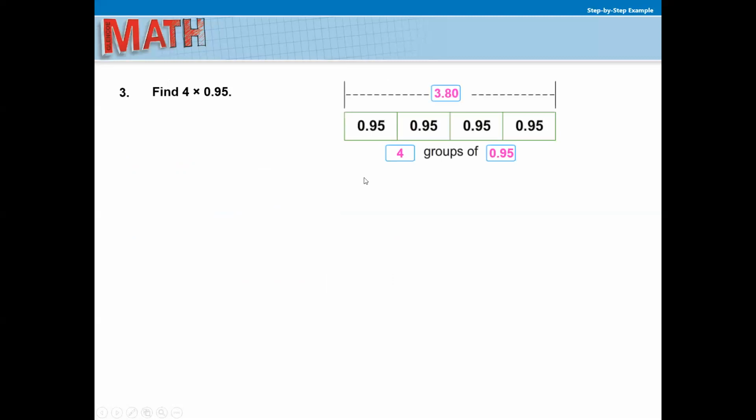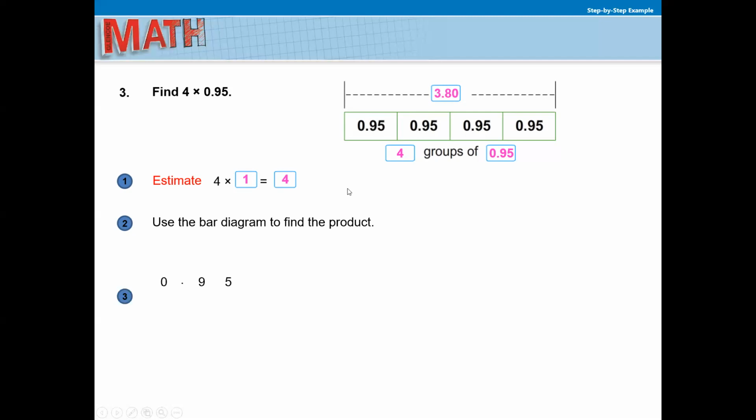Number 3, find 4 times 95 hundredths. Again, we visualize what 4 groups of 95 hundredths would look like. 4 times 1 equals 4, so the 95 hundredths, we're going to round up to the nearest one whole. We estimate that our answer should be close to 4. Use the bar diagram to find the product. 95 hundredths has 2 decimal places.